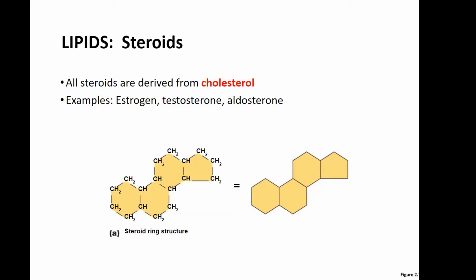But our lipid hormones are going to have this structure. They're going to be based on steroids. So some examples of steroids we'll see, aside from cholesterol in our membranes, are estrogen and testosterone, our sex hormones, also aldosterone. So we'll see steroids coming back in our future units as well.